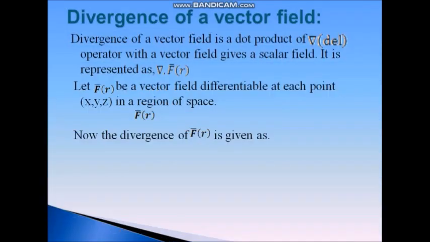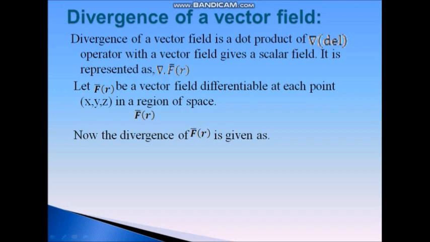Now the divergence of a vector field. The divergence of a vector field is nothing but the dot product of the del operator with a vector field, which gives a scalar field. It is represented as del dot F bar of r, where F bar of r is a vector field, a vector function of x, y, z.